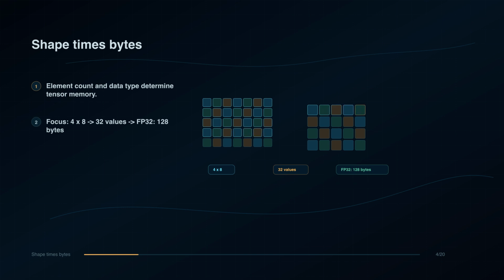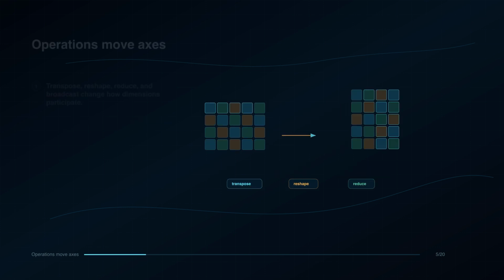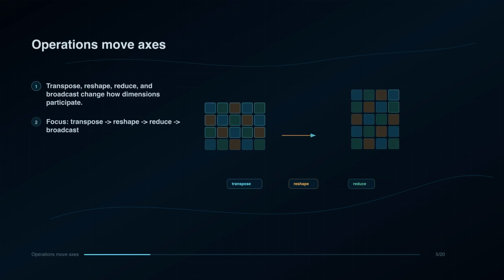Shape tells us how many values exist. Multiply the axis lengths to get the element count. Data type tells us how many bytes each value occupies. A tensor shaped 4 by 8 contains 32 elements. In float32, each element uses 4 bytes, so the tensor uses 128 bytes. In bfloat16, each element uses 2 bytes, so it uses 64 bytes. The same arithmetic scales to billions of parameters. Memory accounting is therefore element count times bytes per element, repeated for parameters, gradients, optimizer states, and saved activations.